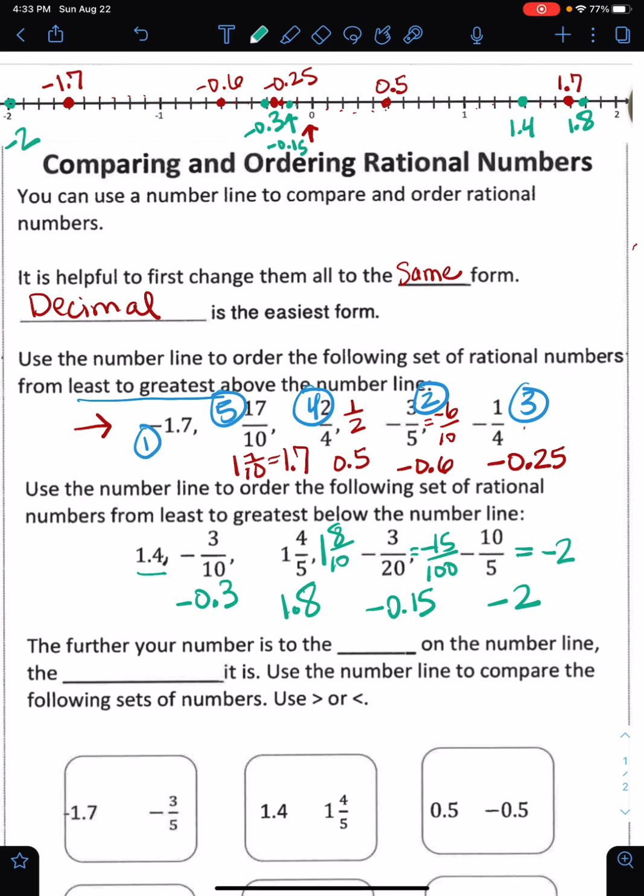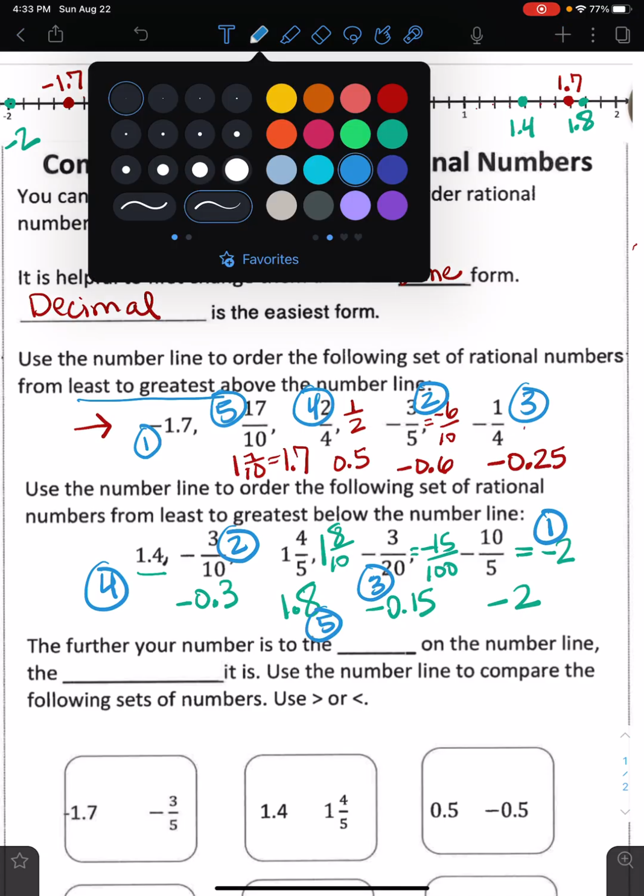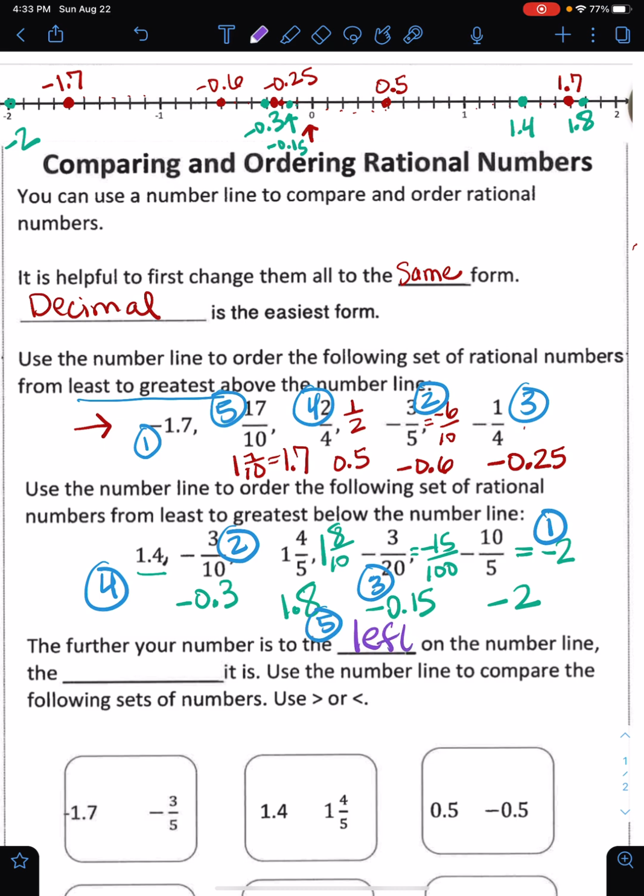So let's number those in a different color. The smallest one is this one, and then -0.3, and then -0.15, 1.4, and 1.8. All right, so the further your number is to the left on the number line, the smaller it is. You could also say the farther it is to the right, the bigger it is.